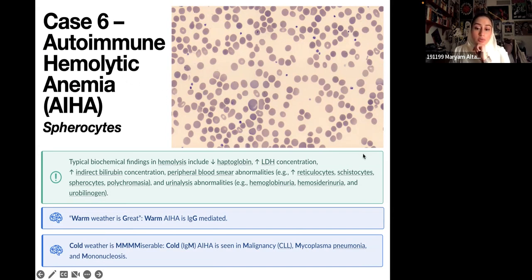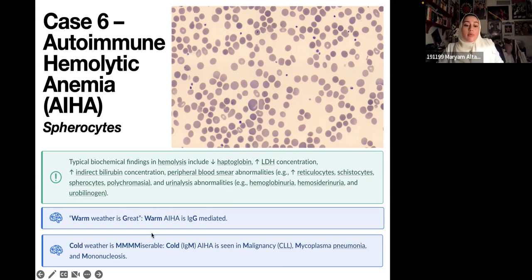So basically, like I told you, you're going to see typical findings. So decreased haptoglobin, high LDH, high indirect bilirubin, and peripheral blood smear abnormalities. So you can see schistocytes, spherocytes as well, but spherocytes in the case of usually autoimmune hemolytic anemias.